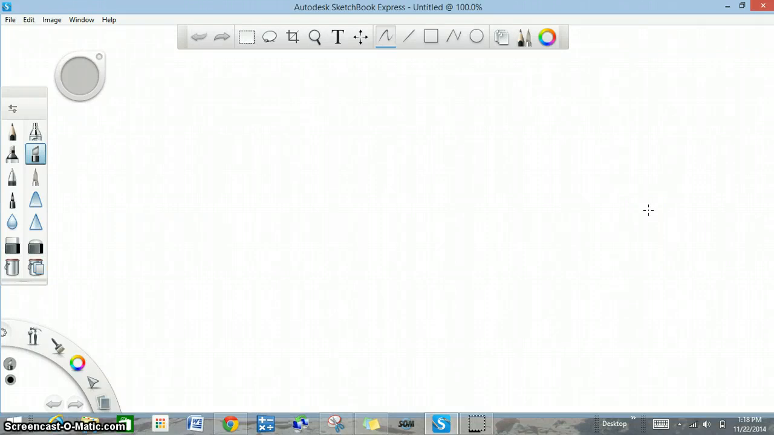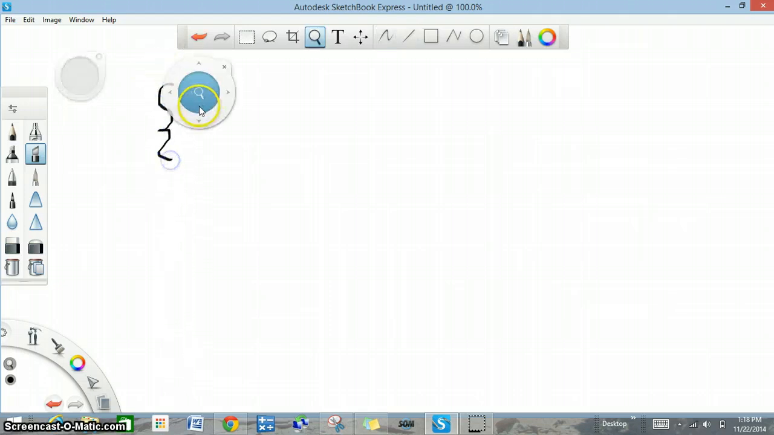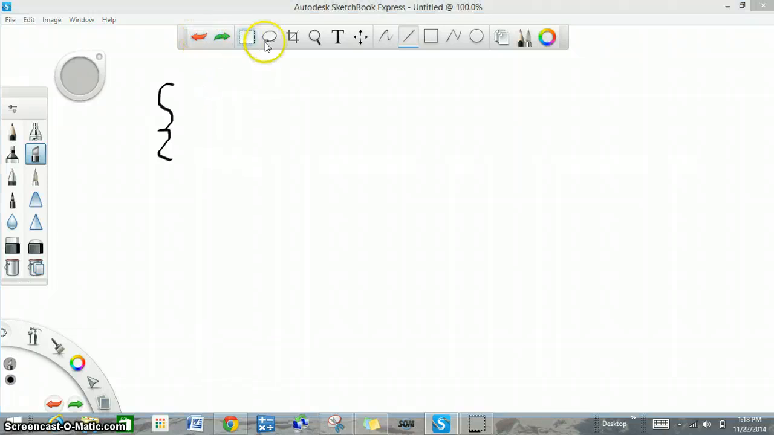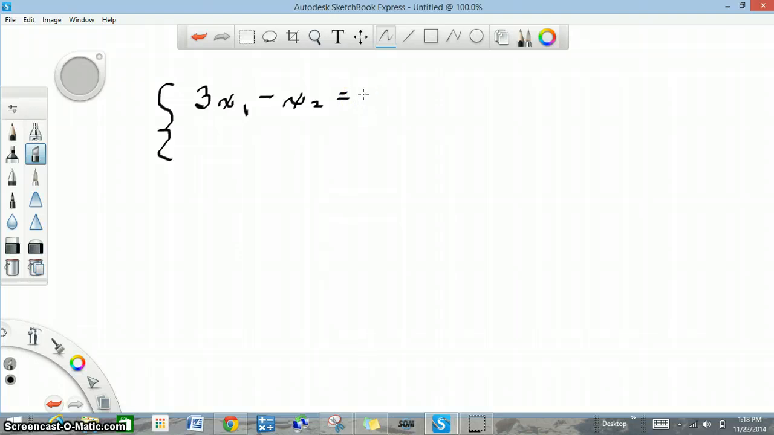Okay, folks, today we're going to learn how to use Gaussian elimination. Now we're going to have two equations. We're going to have 3x1 minus x2, and that's going to be equal to 2.